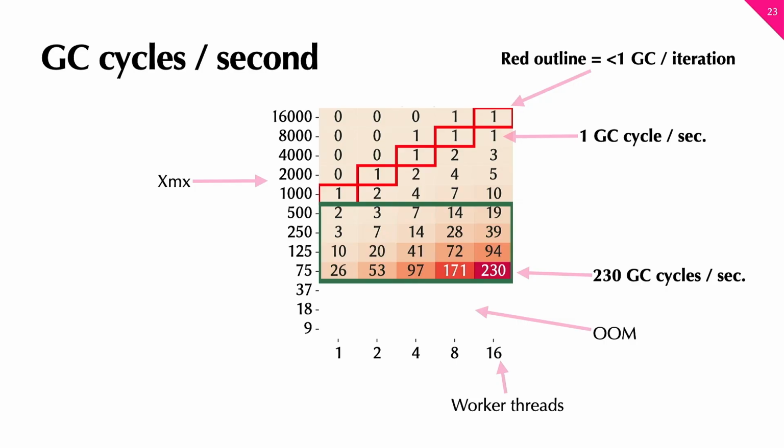And so the black rectangles still stick, but now we're coloring them red in the case where we're seeing less than one GC cycle happening per iteration of the benchmark. So, for example, in this particular case, we see 230 GC cycles per second at the very bottom right corner there of the green rectangle, but just the one GC cycle per second for all of the red rectangles.